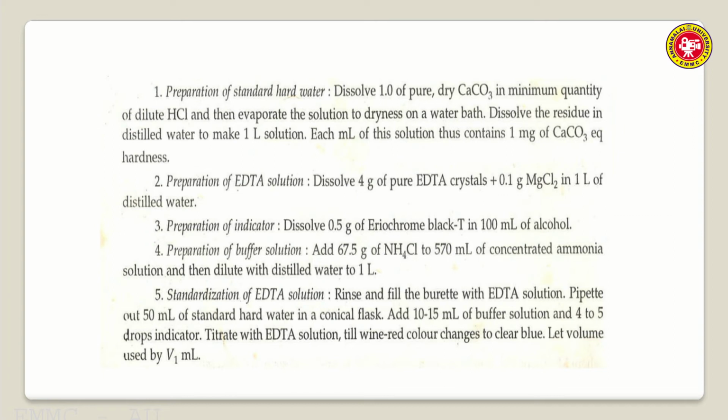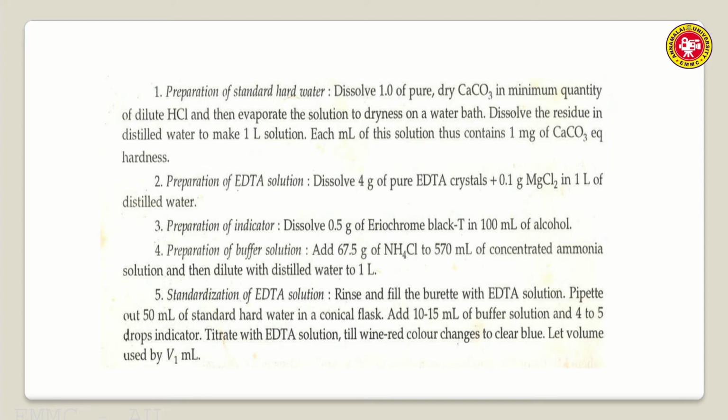Second step is preparation of EDTA solution. You take 4 grams of pure EDTA crystals and dissolve it in distilled water and make up to 1 liter. Third step is you have to prepare the indicator. Indicator here is Eriochrome Black T. So dissolve 0.5 gram of Eriochrome Black T in 100 ml of alcohol. Fourth step will be preparation of buffer solution. This buffer solution is to maintain the pH. The pH has to be maintained around 10.